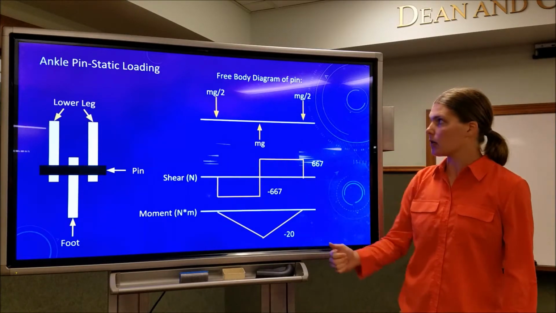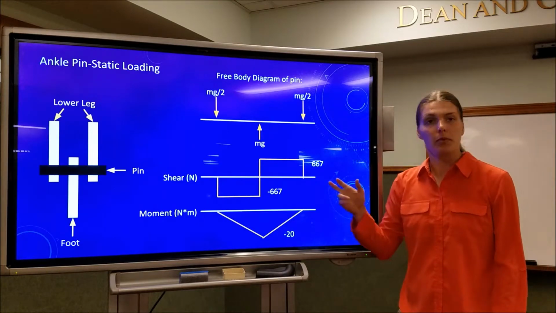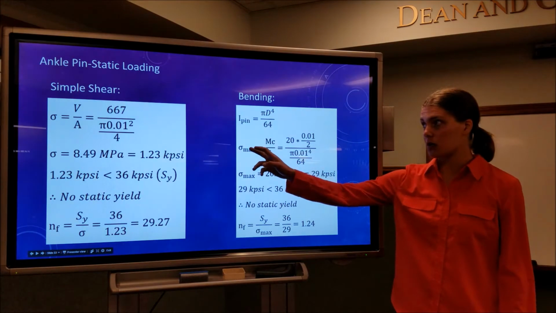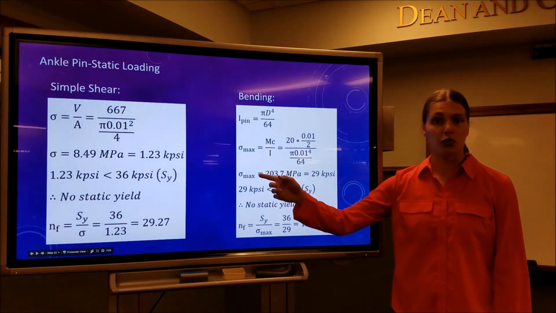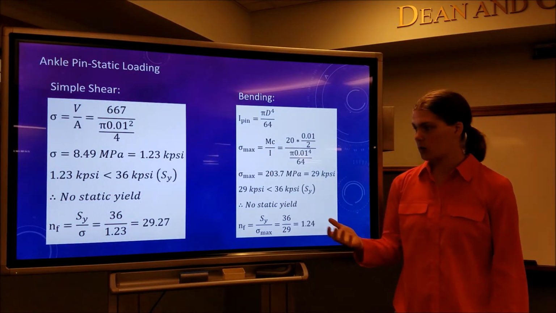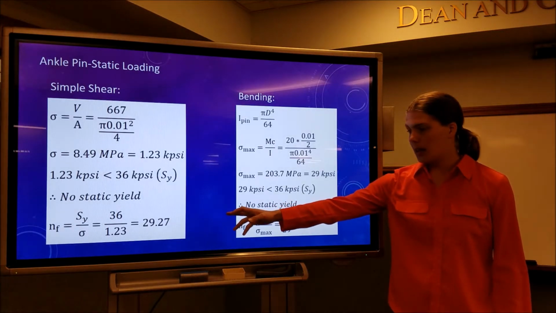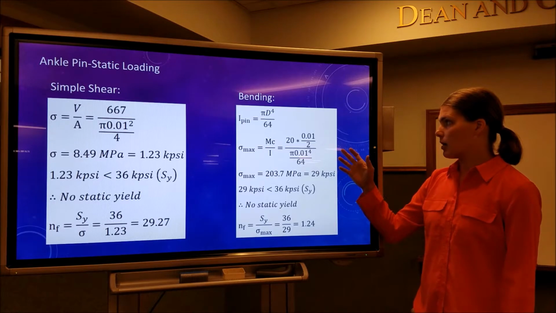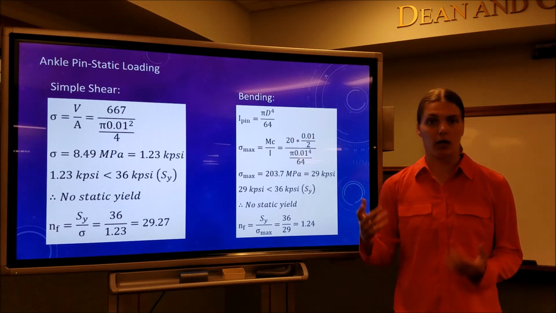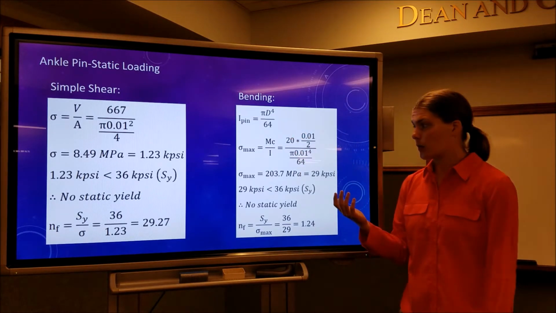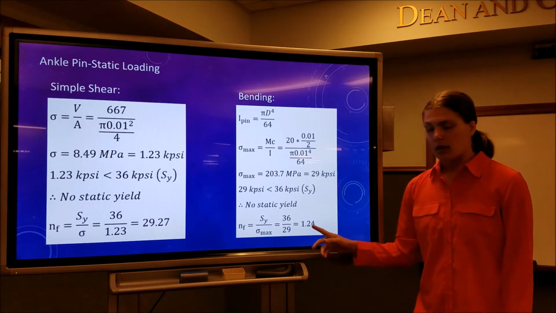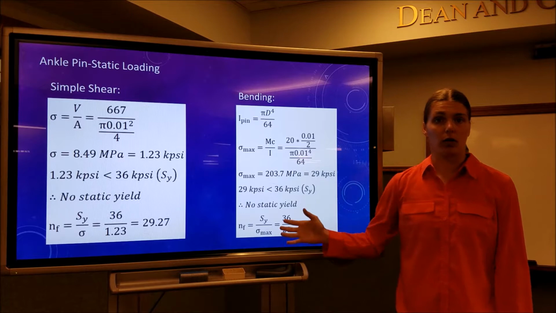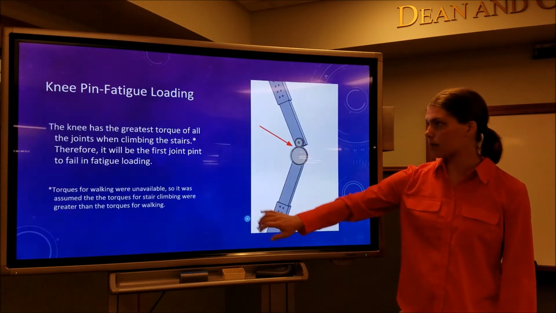So that's our design right there, which leads to our free body diagrams and then our shear and moment, and that's how we got the values for these calculations. We started out with simple shear, as Alec has already talked about. That's how we calculated that, and that gave us a safety factor of 30. And then bending, we calculated that with I, because it's in bending, and we got a safety factor of 1.24. So the ankle pin will not fail in static loading.